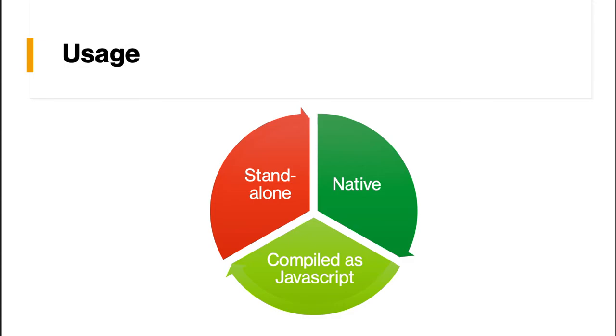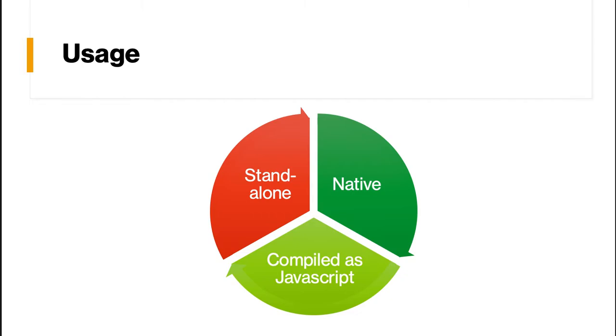There are several ways to run Dart code. First, standalone. The Dart SDK ships with a standalone Dart virtual machine, allowing Dart code to run in a command line interface environment right away. Native. Dart code is compiled to native executable code with the Dart 2 native compiler. For example, the Flutter framework compiles Dart to both Swift for iOS and Kotlin for Android.